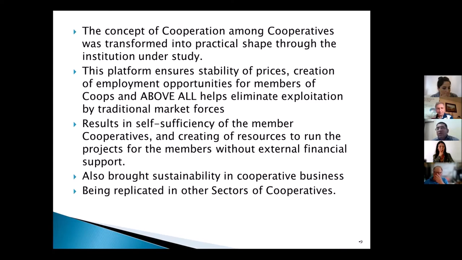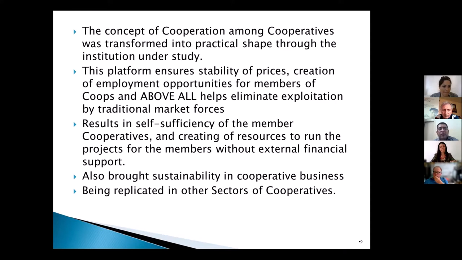The concept of cooperation among the cooperatives appears to be practically transformed through this cooperative union. The platform ensured stability of prices, creation of more and more jobs for the member co-ops, and above all, it helped eliminate exploitation by the middleman and traditional market forces. It also resulted in self-sufficiency of the members.